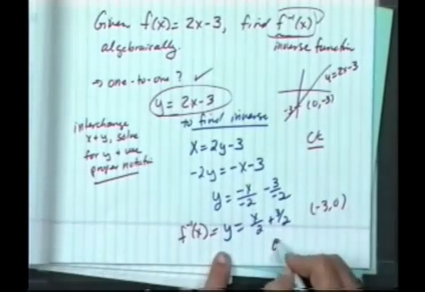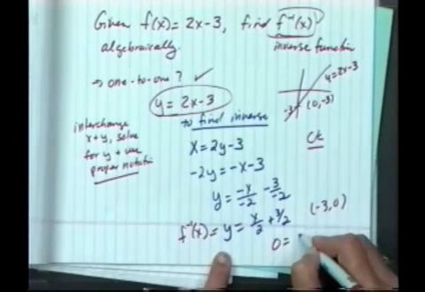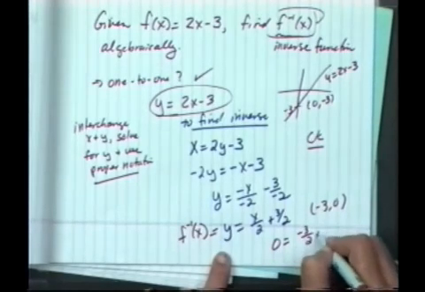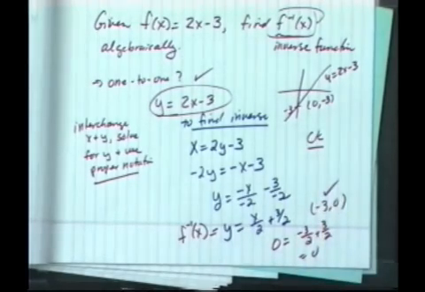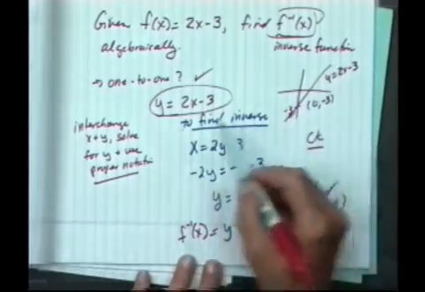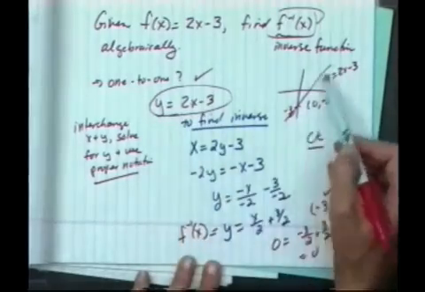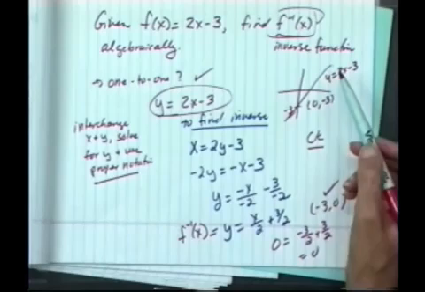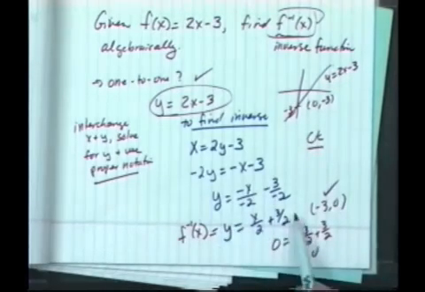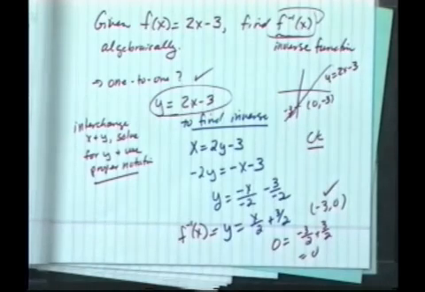Is y 0 when x is negative 3? Negative 3 halves plus 3 halves, 0. Okay? So any point that is on the line y equals 2x minus 3, if I interchange the x and y, it's got to be a point on the inverse function. All right, so let's just back up and summarize, and then we'll stop here. We have a little bit more to do there.